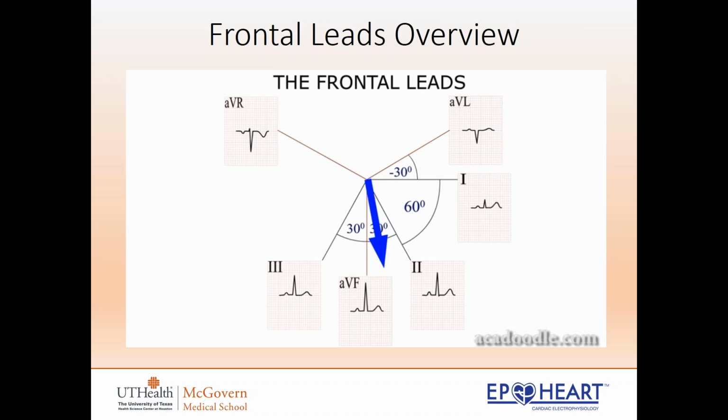So I hope that was just a quick overview of the limb leads. We all should have some sort of background with that. The main thing that we need to remember is that we should have predominantly positive R waves in leads 2, 3, and AVF, and that we should have a negative lead in AVR.